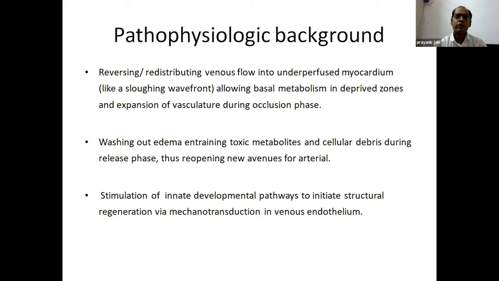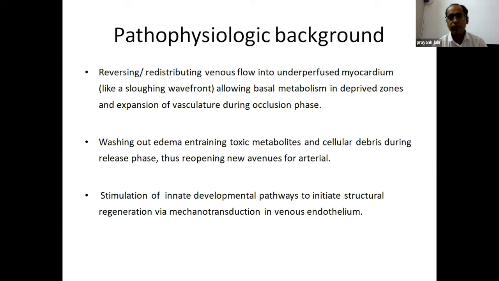So what is the pathophysiologic background of this technique? This is useful for reversing and redistributing venous flow into the underperfused myocardium like a sloughing wavefront, allowing basal metabolism in deprived zones and expanding the vasculature during the occlusion phase. So when the balloon occludes, the venous flow does not get into the right atrium. There is a pressure build-up in the venous part of the circulation. This increased pressure causes the redistribution of venous flow into the underperfused myocardium like a sloughing wavefront.